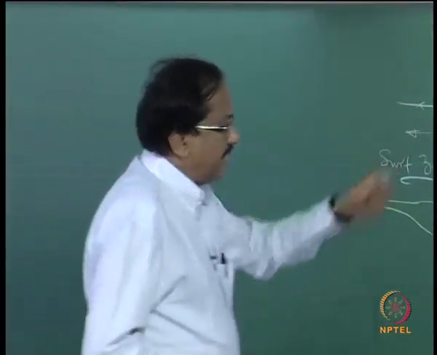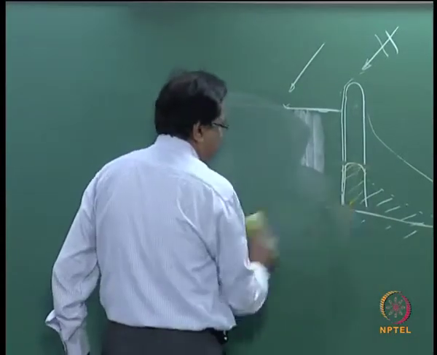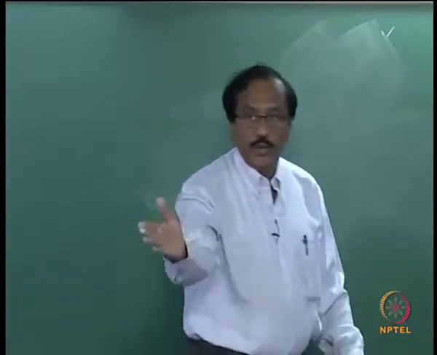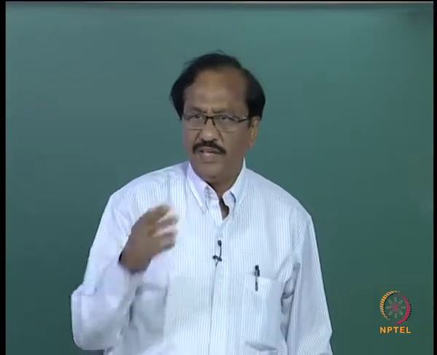So then, classification: this can be either permeable groin or impermeable groin, high or low, and fixed or adjustable. Fixed or adjustable, so the groins are made out of stones, rocks, etc., material like that. Those are all fixed. Adjustable, you can have screens, that is, screens which can be moved along the shore, which is going to be quite sensitive, in the sense that the durability becomes a bit of a question mark, and the design also has to be done carefully.